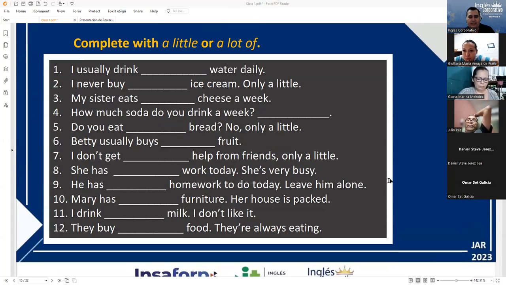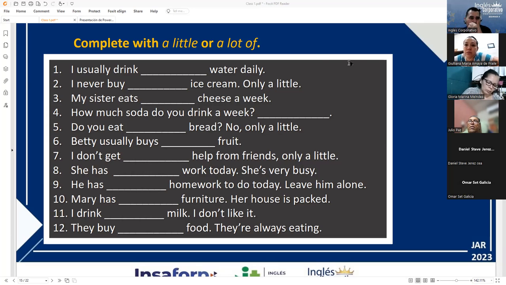Okay, let's do the exercise. Complete with a little, or a lot of. We use of when we have a noun. There is a noun in front, right? A lot of money, a lot of time, a lot of patience. But with no noun, you say, I eat a lot, not of. I drink a lot. I work a lot. I run a lot. So a lot, not of.